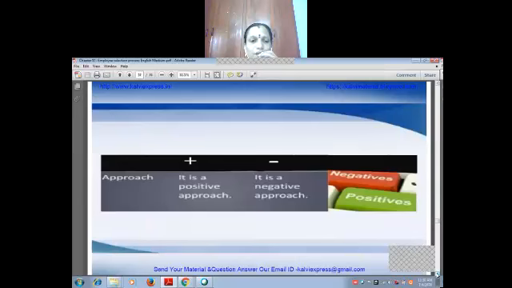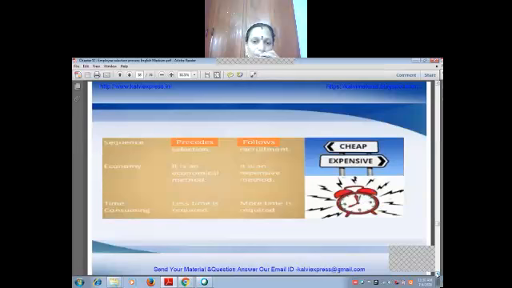Approach. Recruitment is a positive approach, and selection is a negative approach. Positive in the sense that everybody will apply for the job, but in selection sometimes they may be selected, sometimes they may not. And then economy. Recruitment is an economical method, while selection is an expensive method. Yes, we are not going to spend any amount for recruitment, but in selection so many processes are there. That's why we have to spend more money. So it is an expensive method.